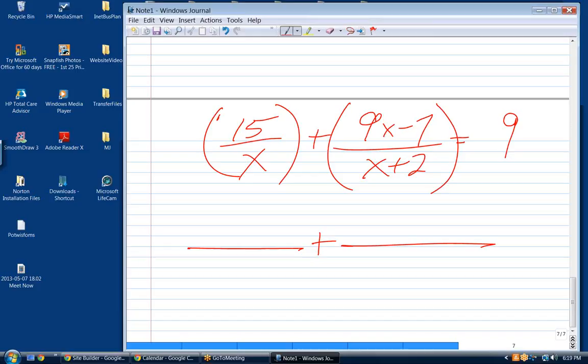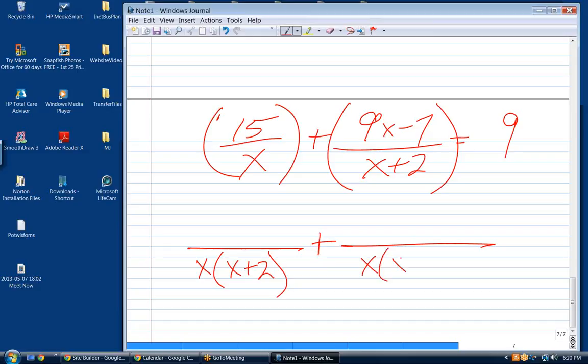When you have variables like this, it's harder to find the least common denominator. But with variables, finding a common denominator is pretty easy. Just multiply them together. In other words, x times x plus 2 has to be a common denominator.